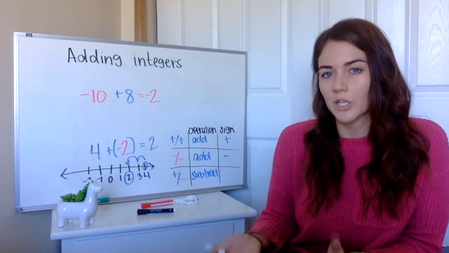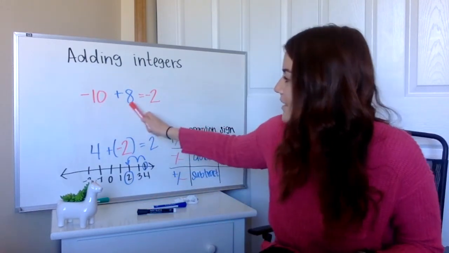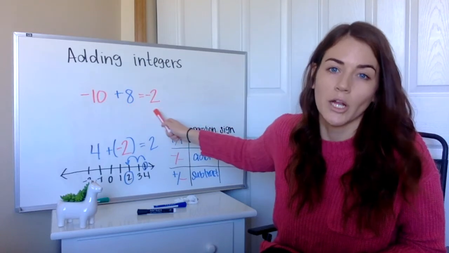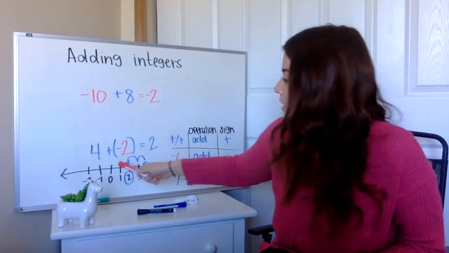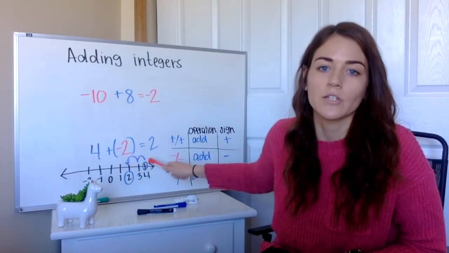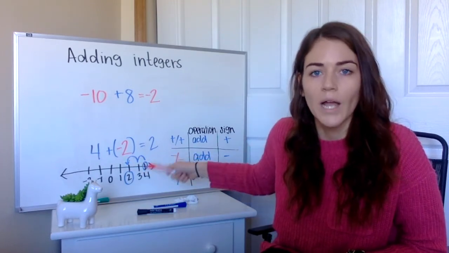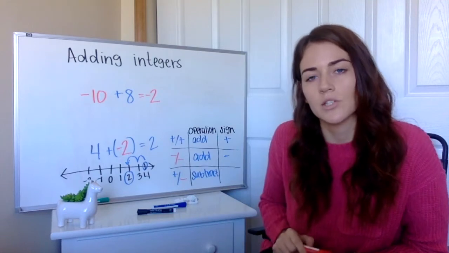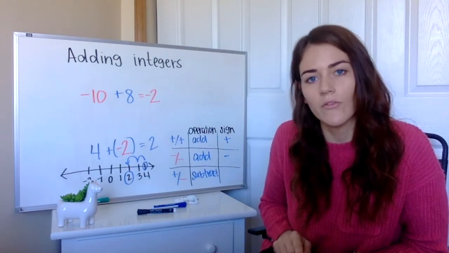Well, let's take a look at our numbers. Here we had a -10 and a +8, and our answer was negative. Here we have a +4 and a -2, and our answer was positive. So how do we know if our answer is going to be positive or negative?